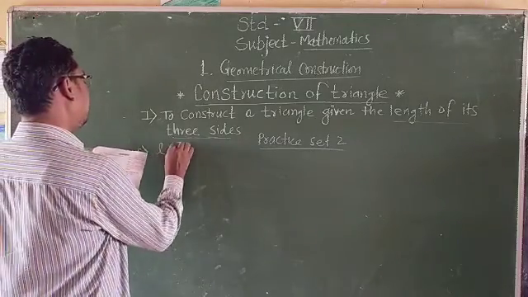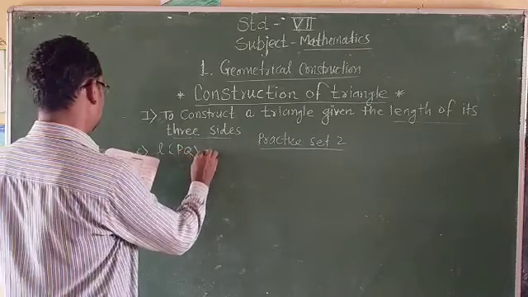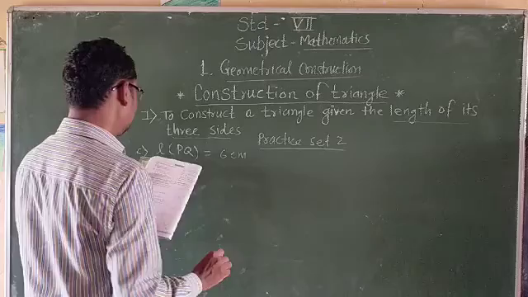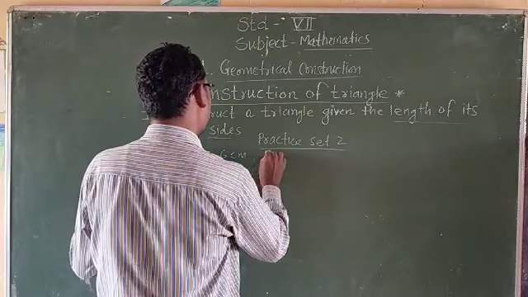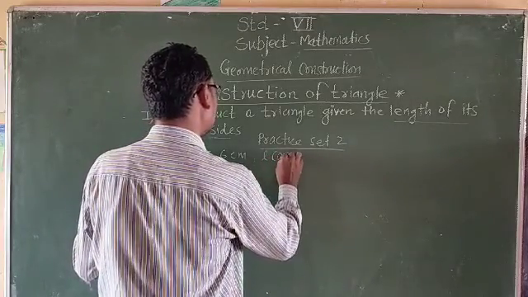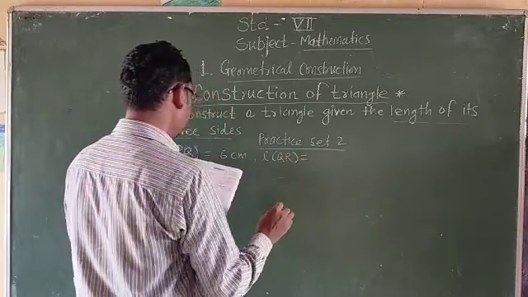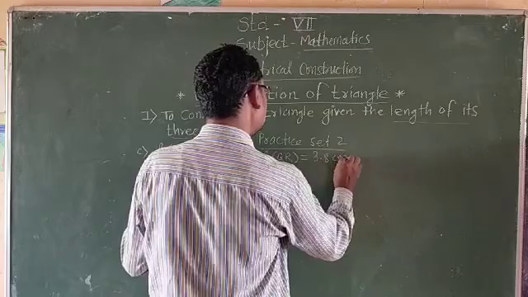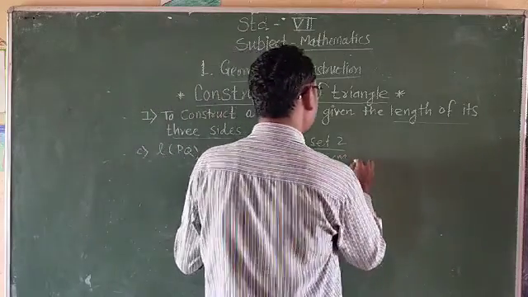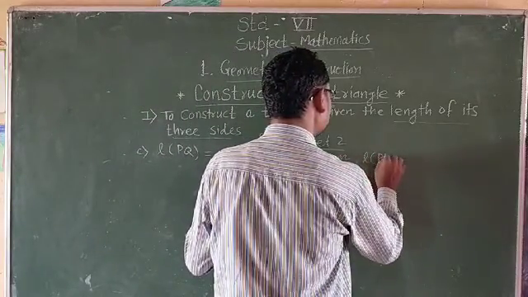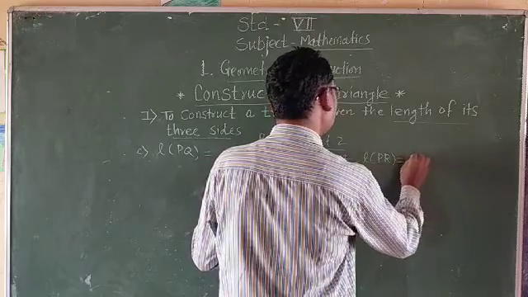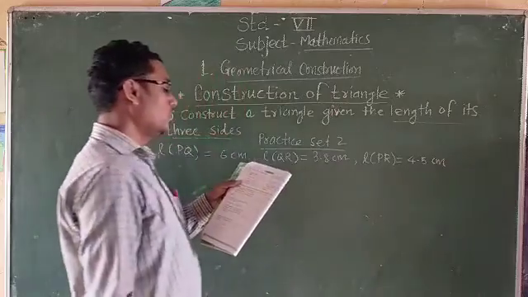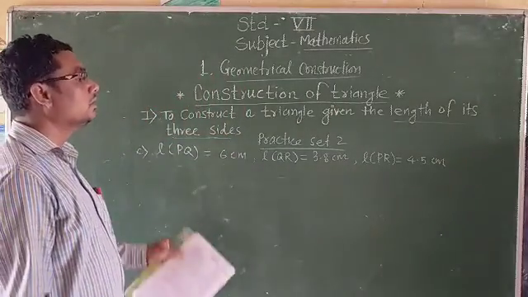Length of PQ equal to 6 centimeter. Length of QR is 3.8 centimeter. And length of PR is 4.5 centimeter. So we have to construct the triangle PQR.